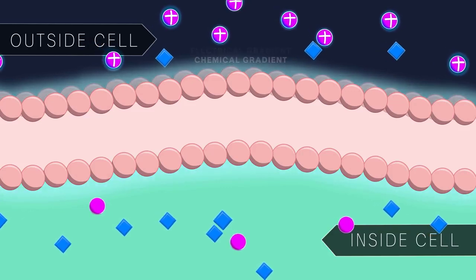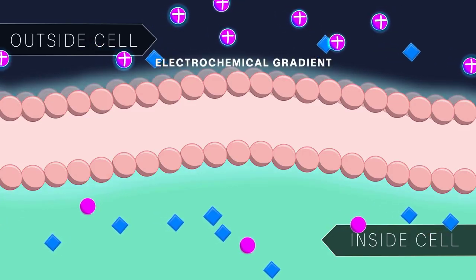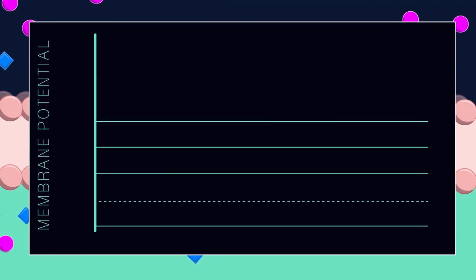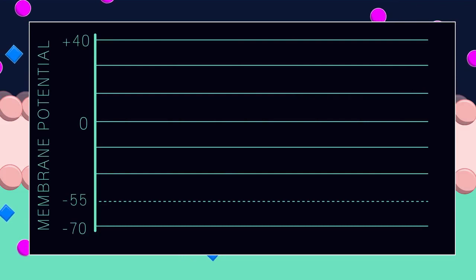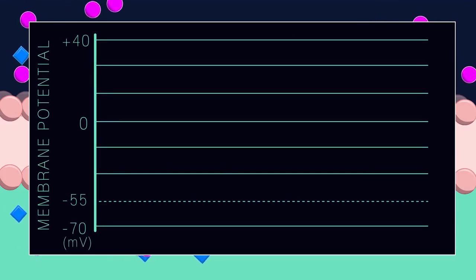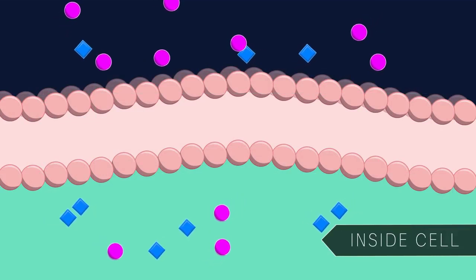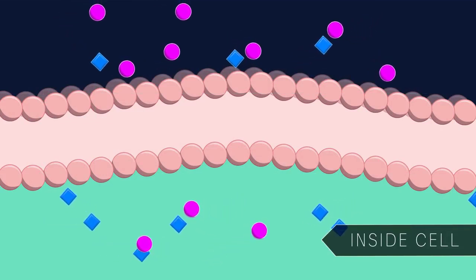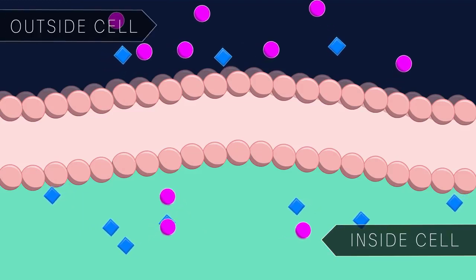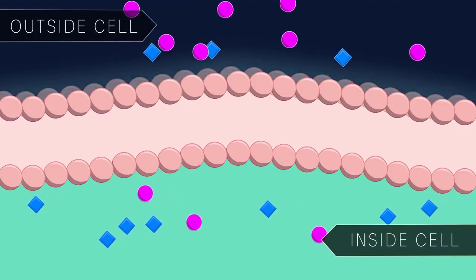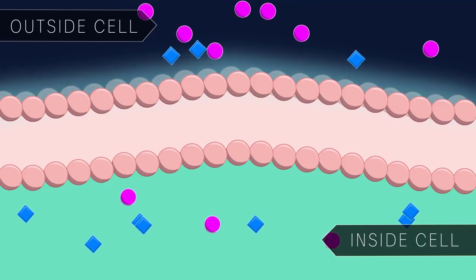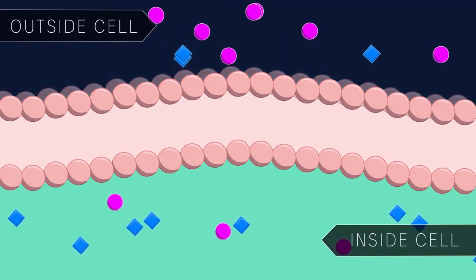The difference in total charge inside and outside of the cell is called the membrane potential. At rest, when no signals are being transmitted, the neuronal membrane has a resting potential of approximately minus 70 millivolts. This means that the inside of the cell is approximately 70 millivolts less positive than the outside. Both the chemical and electrical gradients we just discussed contribute to establishing this potential.